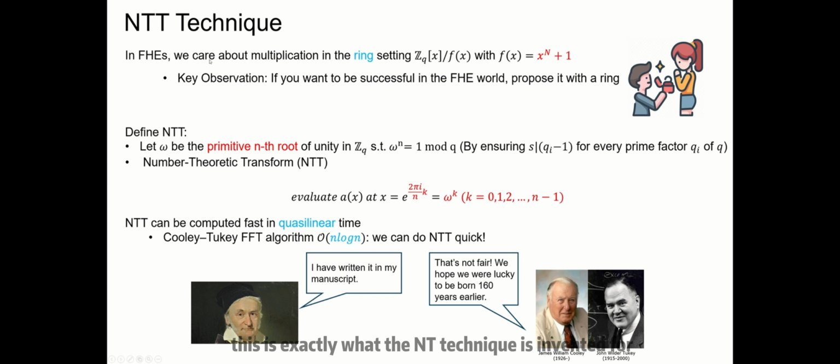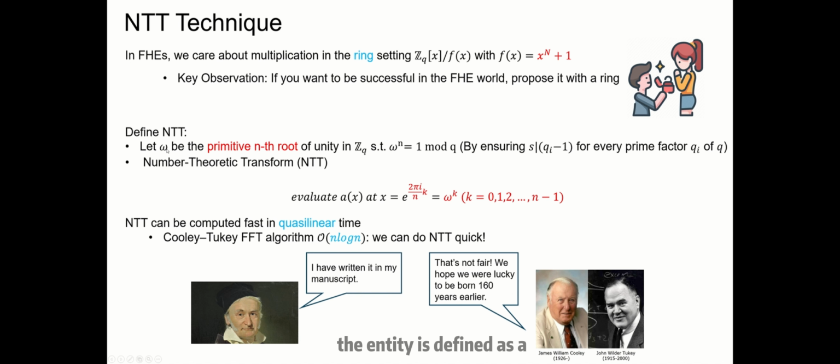This is exactly what the NTT technique is invented for. Remember in FHE schemes, all the homomorphic operations, including bootstrapping, are boiled down to the basic polynomial multiplication over the ring. So why is the ring setting very important? Because over the ring, we can do the so-called NTT, the number theoretic transform.